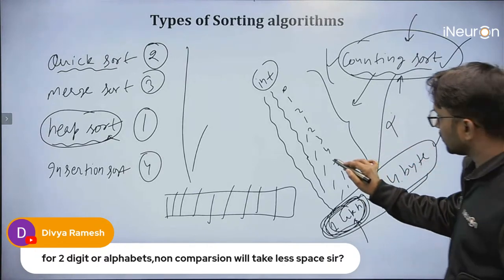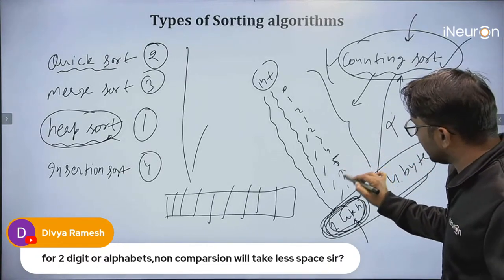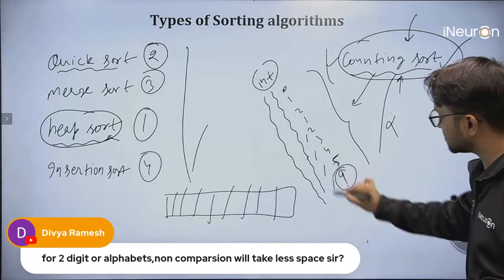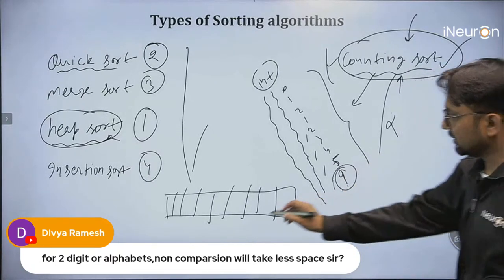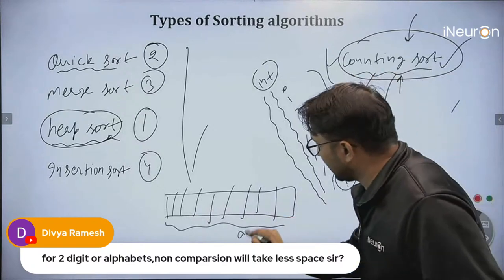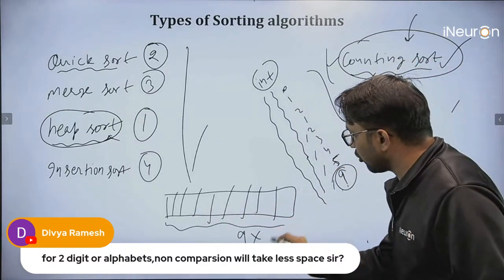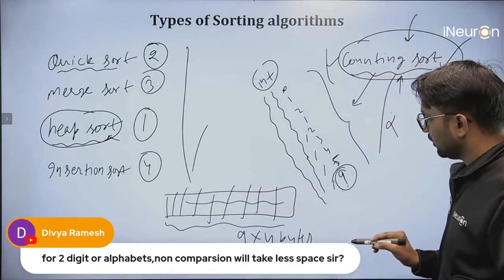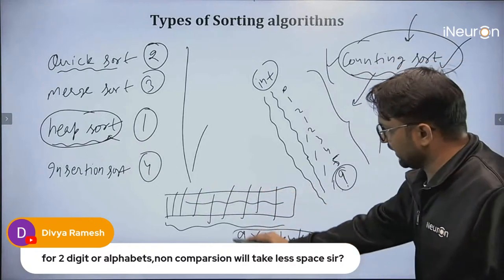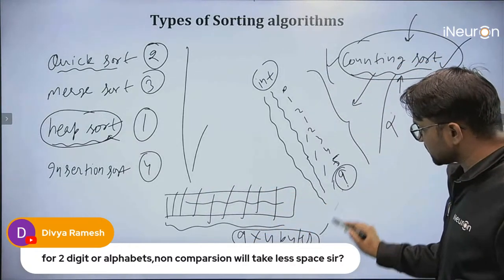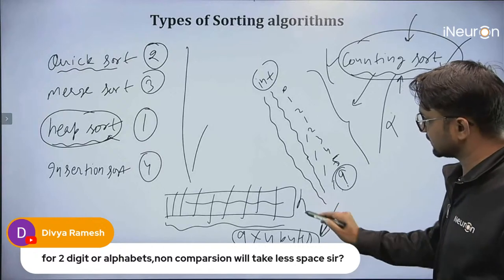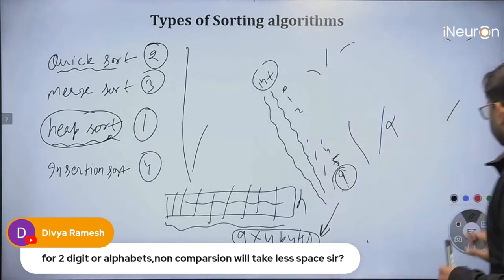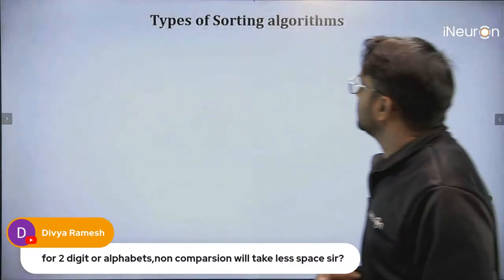So extra space is taken every time. That will depend upon the maximum number. Let's suppose 9 is the maximum number which you need to sort. So this temporary array size will be 9, 9 into 4 bytes. The number of elements will be 9. That is fine, but still extra space is taken. This is the extra space.